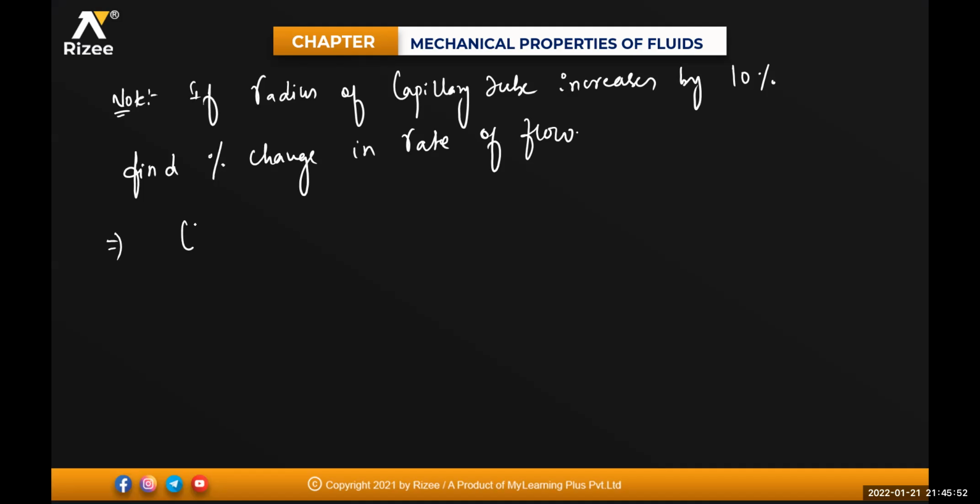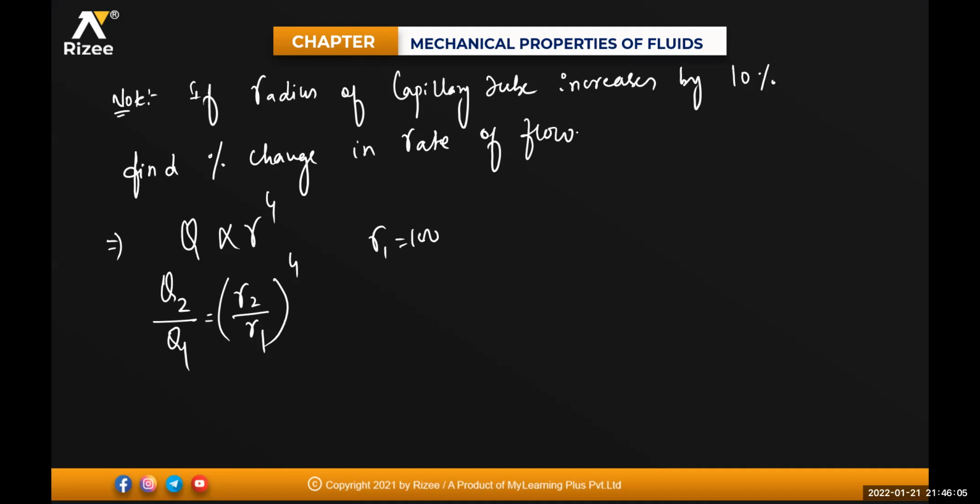So how do you write the rate of flow, beta? Q is directly proportional to r to the power of 4. That means I can write Q2 divided by Q1 will be equal to R2 divided by R1 to the power of 4, beta. So R1 here is how much for me? 100. R2 will be equal to how much, beta? 110% increase. So it is 110. So I can write Q2 divided by Q1 will be equal to 110 divided by 100 to the power of 4, isn't it?